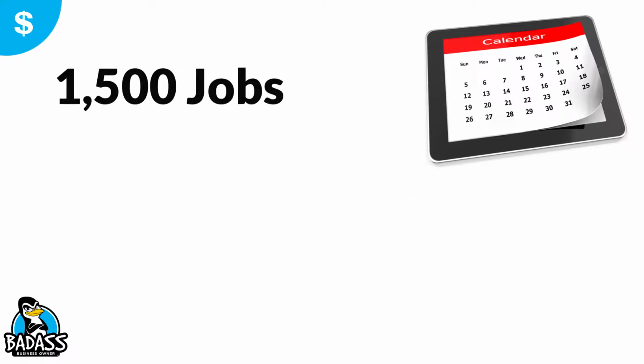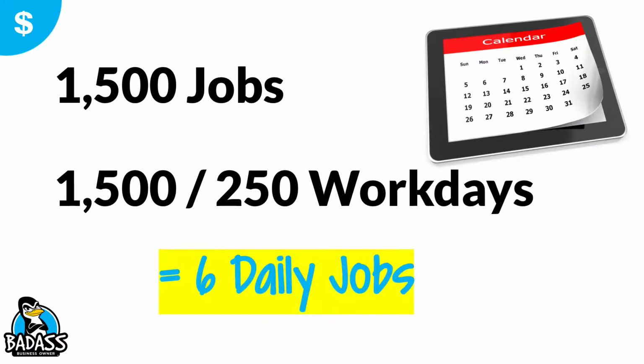And if we take that divided by our work days, now I have 250 work days. That's 50 weeks at 5 days. That's how I come up with the 250 work days. So that's 6 daily jobs. Now you might work more days, you might work less days, but we're just going to say 50 weeks out of the year, 5 days a week. That's 250 work days. That means 6 daily jobs.